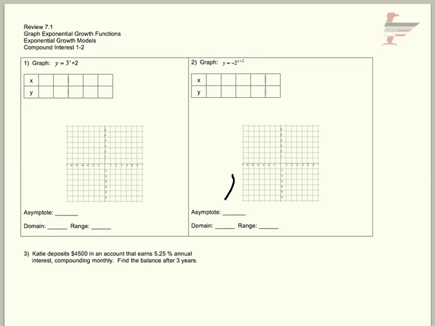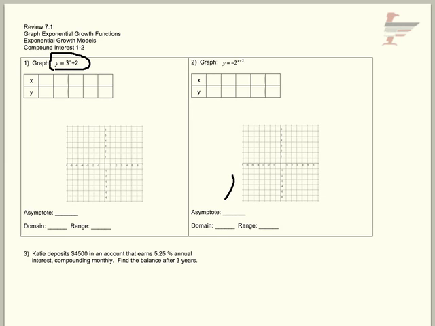This is a review of section 7.1, which was graphing exponential models, and also a quick problem applying exponential growth. So the first one says graph y equals 3 to the x plus 2, and remind yourself that this exam is entirely with the use of your graphing calculator, so probably the easiest thing to do is to go to your y equals and type in this equation.